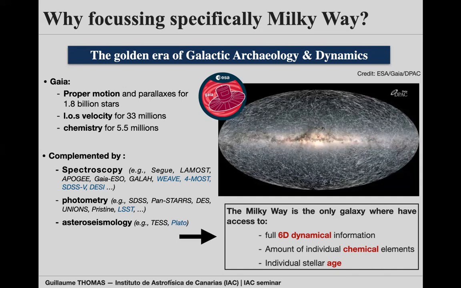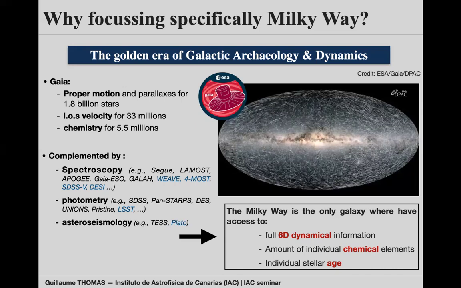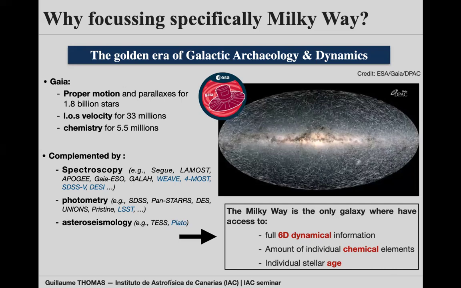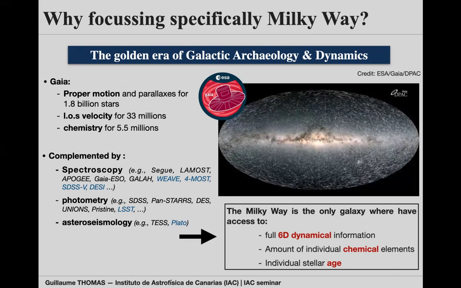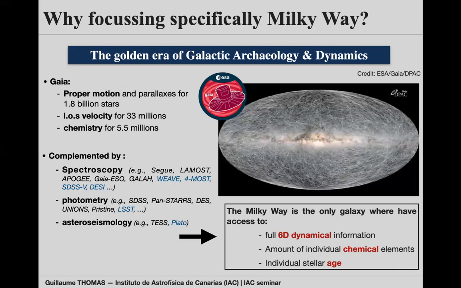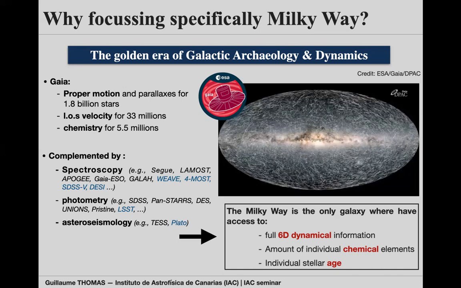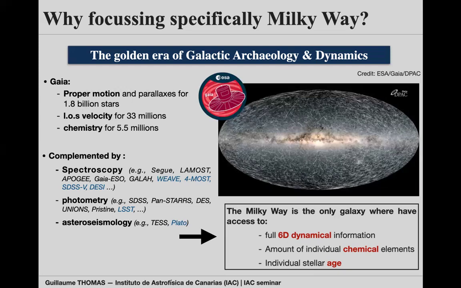Also, the photometry is extremely helpful because it can help us cover not only the optical wavelengths covered by Gaia, but also go from the near UV to the near infrared, which allows us, for example, to get photometric chemistry, to complement spectroscopic data in some cases. Also, we can have information from asteroseismology, which allows us to have individual ages for individual stars.